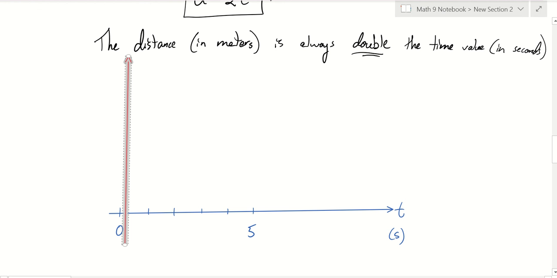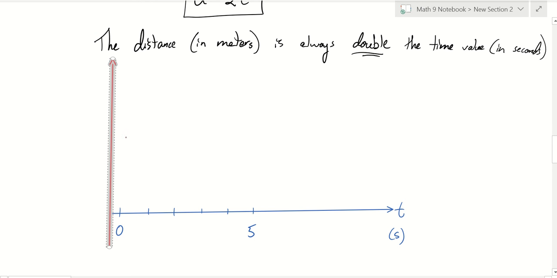And let's actually move this. Can I move this? I want it to align. Oof. This is part of the difficulty of using these tools here. So I'm just going to draw it freehand. That's relatively straight. So here's my distance axis.